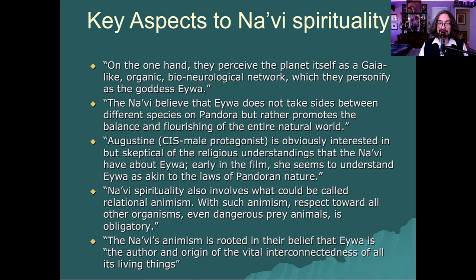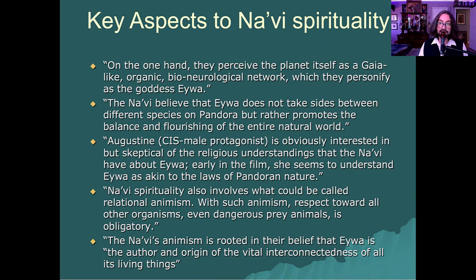They perceive the planet as a Gaia-like organic bioneurological network, which they personify as the goddess Ewa. The Na'vi believe that Ewa does not take sides between different species on Pandora, but promotes the balance and flourishing of the entire natural world. Na'vi spirituality seems to practice what we might call a relational animism. With such animism, respect towards all other organisms, even dangerous prey animals, is obligatory.